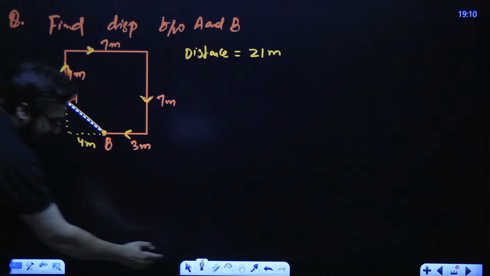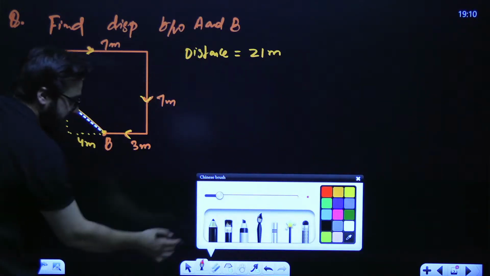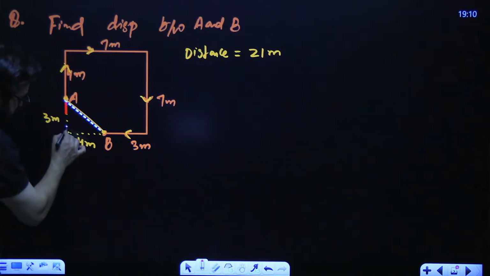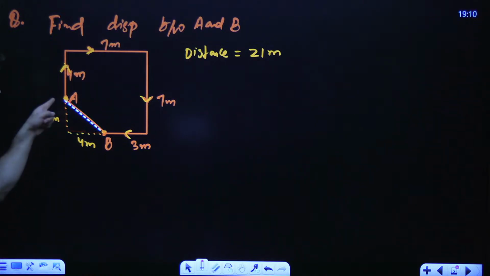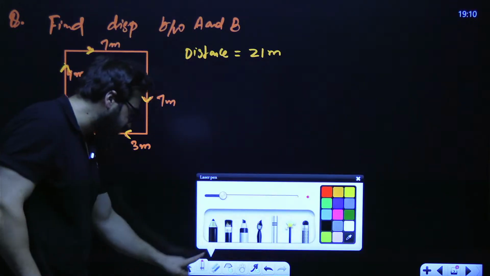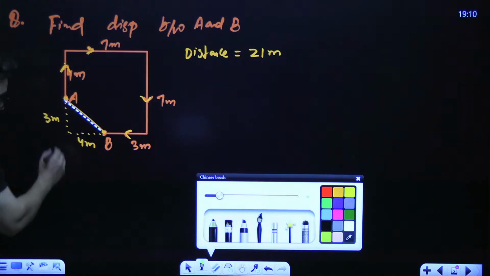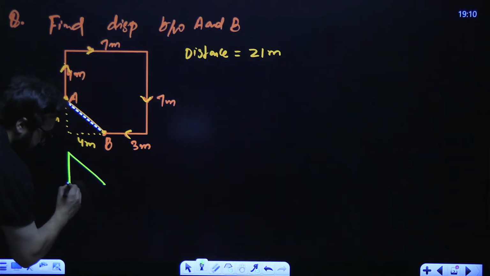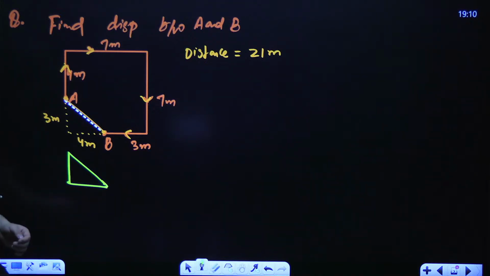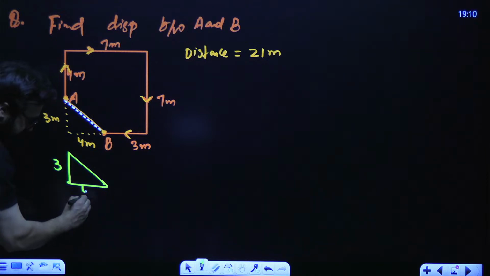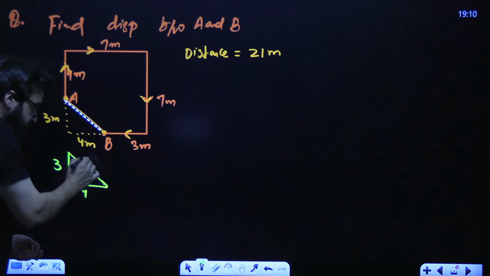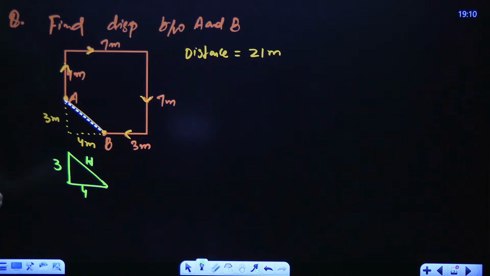Now guys, look at this particular triangle. You have to find this distance. Let me take out this triangle over here and make it something like this. In this particular case, this is 3 meters and this is 4 meters, and we are supposed to find the hypotenuse of this triangle.